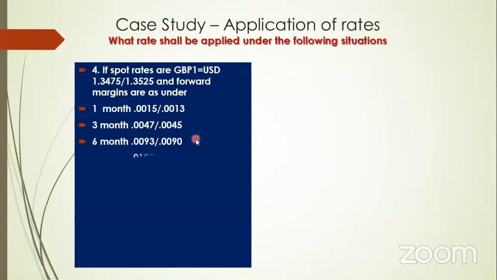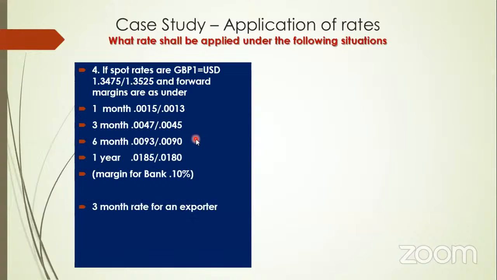Okay. Now the question, now you see the question. Margin for bank 0.10. There I put 1.5. Now I have changed the bank margin. Now you watch the question. 3 months rate for an exporter.